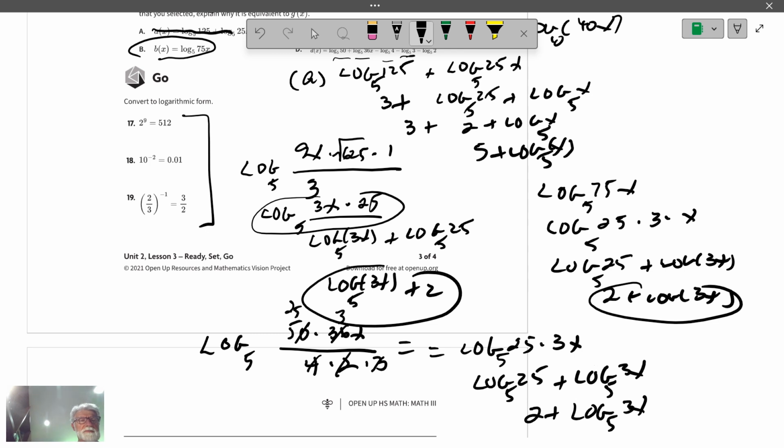So convert to log form. So this is going to be the log of 512 in base 2 is equal to 9. The next one's going to be the log of 0.01 in base 10 is equal to negative 2. And the last one's going to be the log of 3/2 in base 2/3 is equal to negative 1.